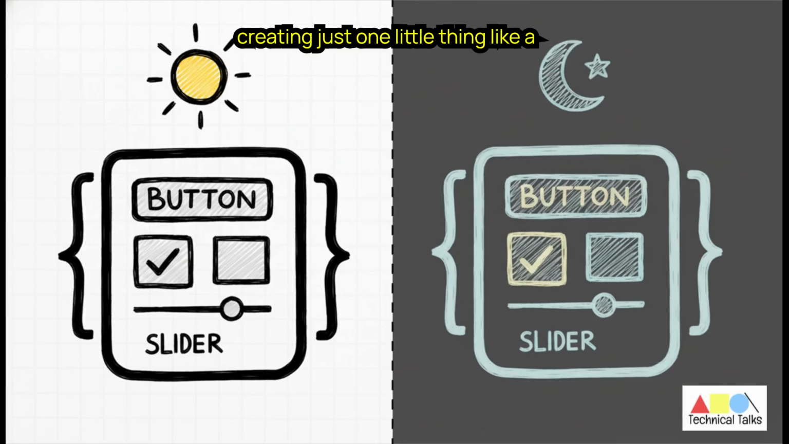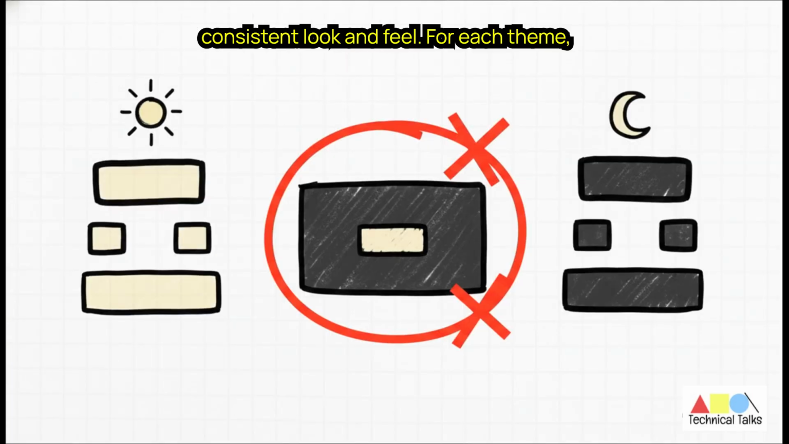Now, this isn't about creating just one little thing, like a button. It's about creating an entire, consistent look and feel. For each theme, you need a whole set of matching components. For your light theme, you need a light button, a light checkbox, a light dialog, and for the dark theme, you need the dark equivalent of all of those.